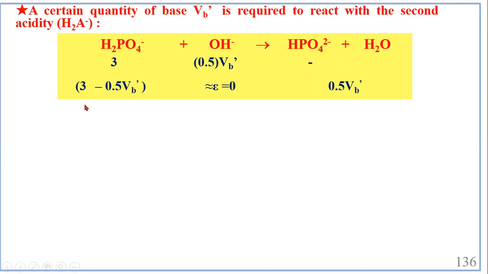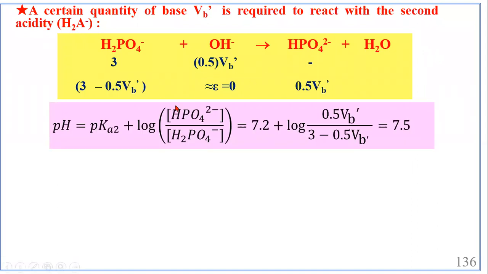And in order to get a buffer region, I want my OH minus to be what? Limiting, in this case. And so we let that equal 0. The leftover H2PO4 minus will be 3 millimoles minus the 0.5 VB prime, and the produced HPO4 2 minus will be 0.5 VB prime. Okay, so of course you're in a buffer region, and now you have the concentration of HPO4 2 minus, which was produced, equal to the amount of OH minus limiting. And you substitute that in, and there's leftover H2PO4 minus, which is the original 3 millimoles minus the limiting OH minus concentration. Notice this OH minus amount is in terms of VB prime.